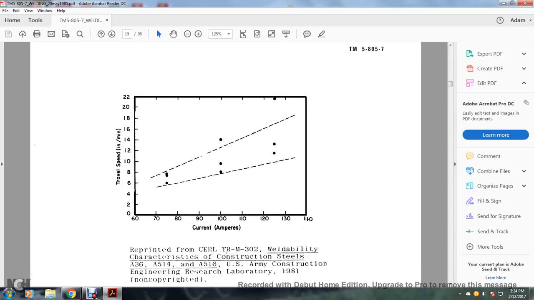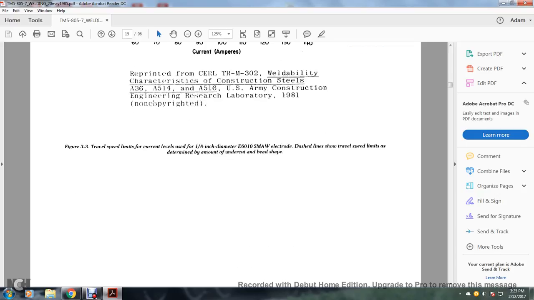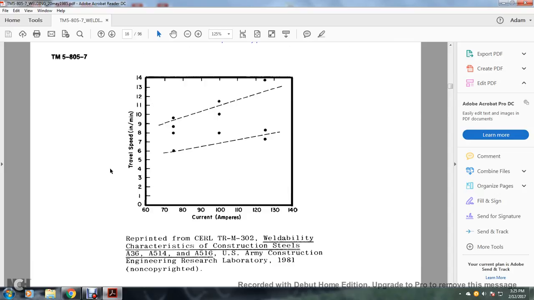This shows the weldability characteristics of construction steels A36, A514, A516, U.S. Army Construction Engineering Research Laboratory, 1981. You have your travel speed in inches per minute versus the current in amperes, 60 to 140 amps over 0 to 22 inches per minute. This is your reprinted circular TRM302 with welding characteristics for construction steel A36, A514, A516. Current amperes 60 to 140 over travel speed in inches per minute. So you got your lines around 75, 100 and 130.